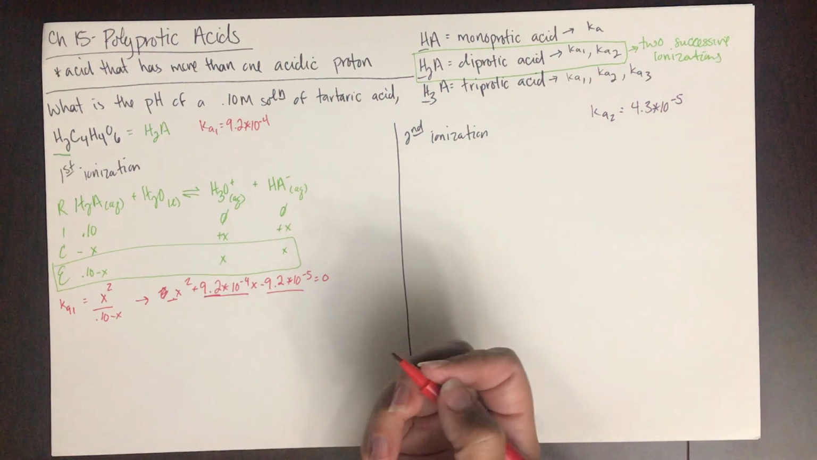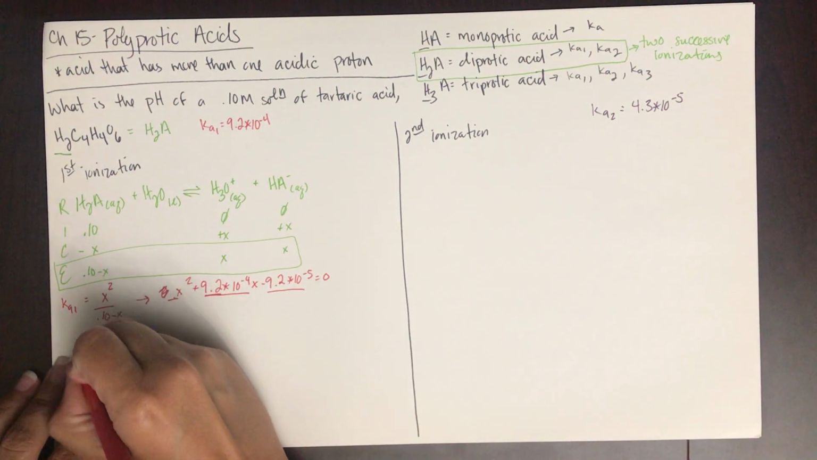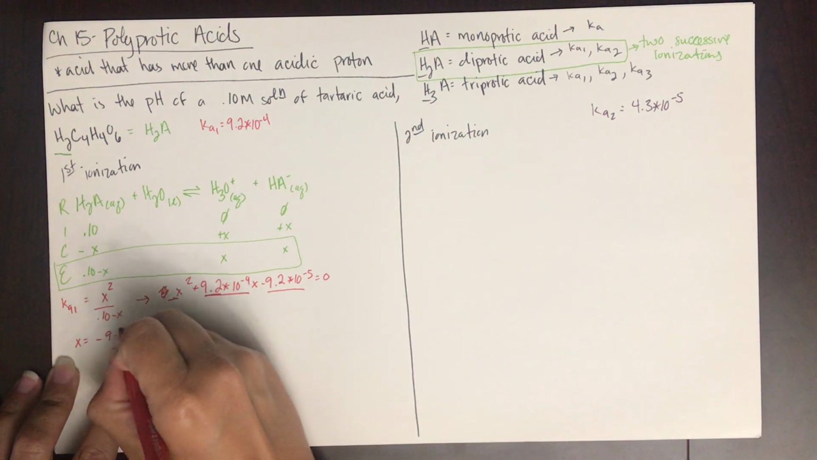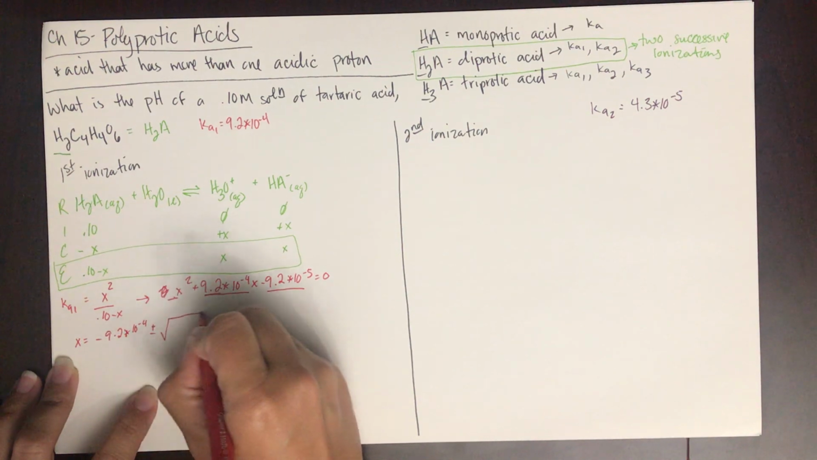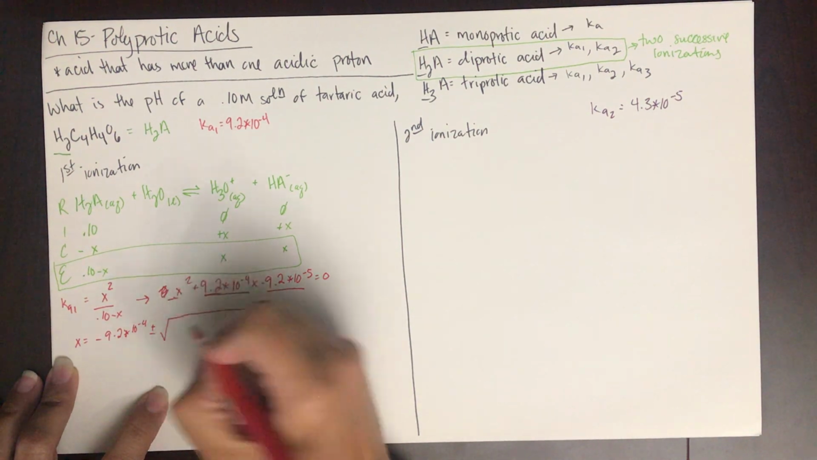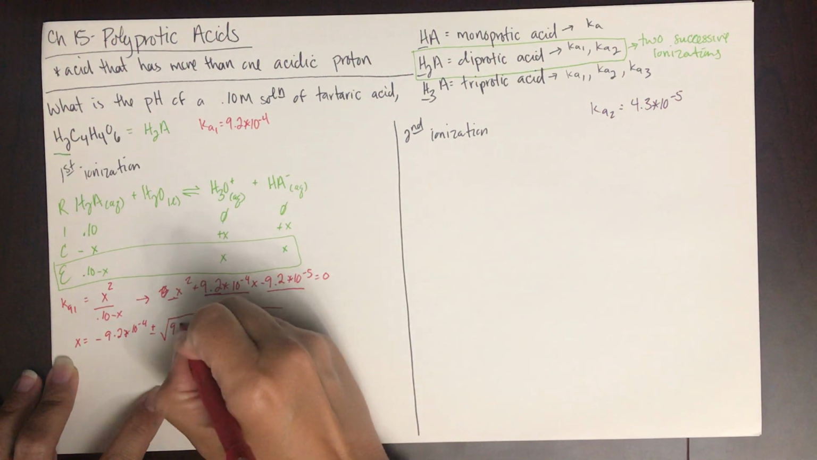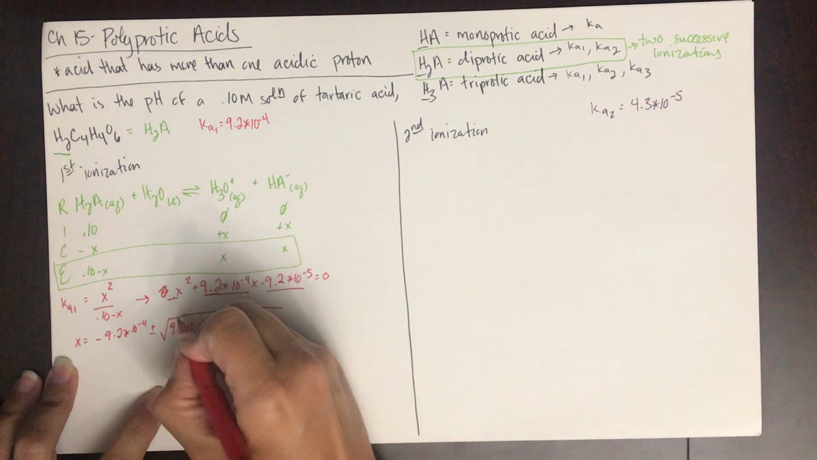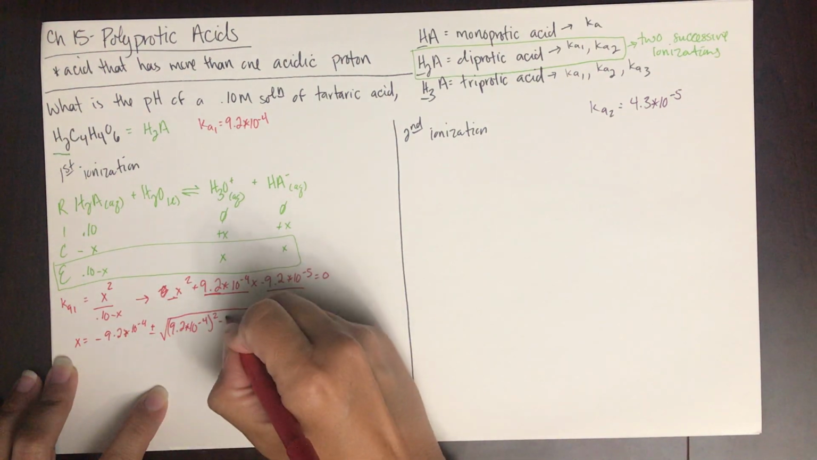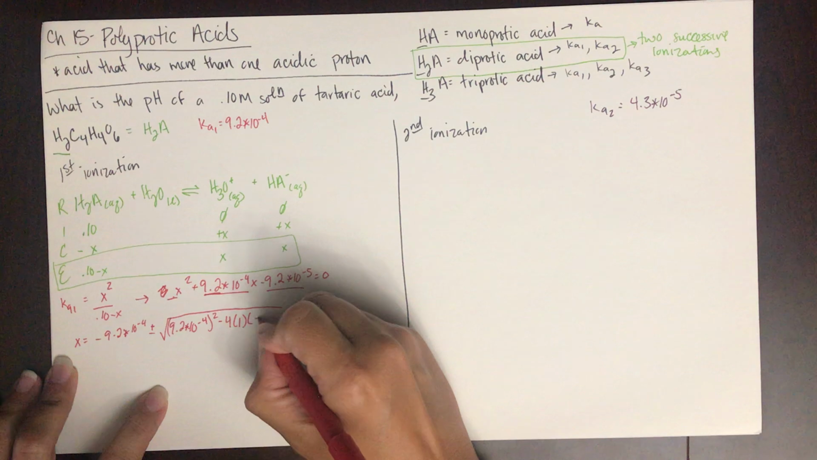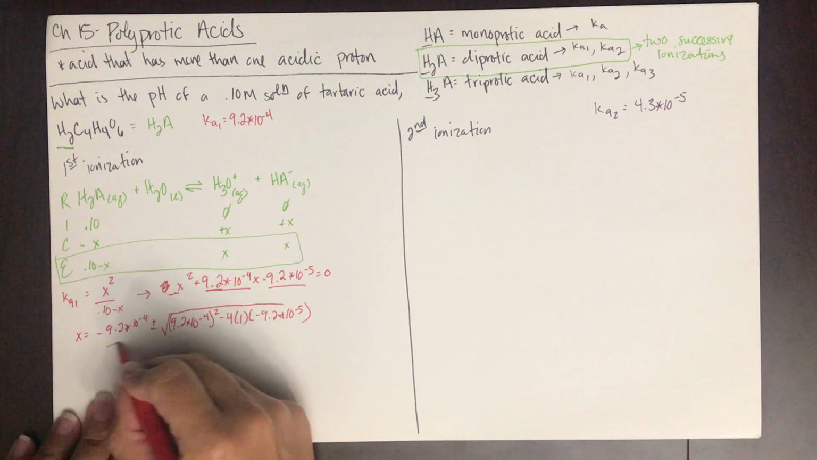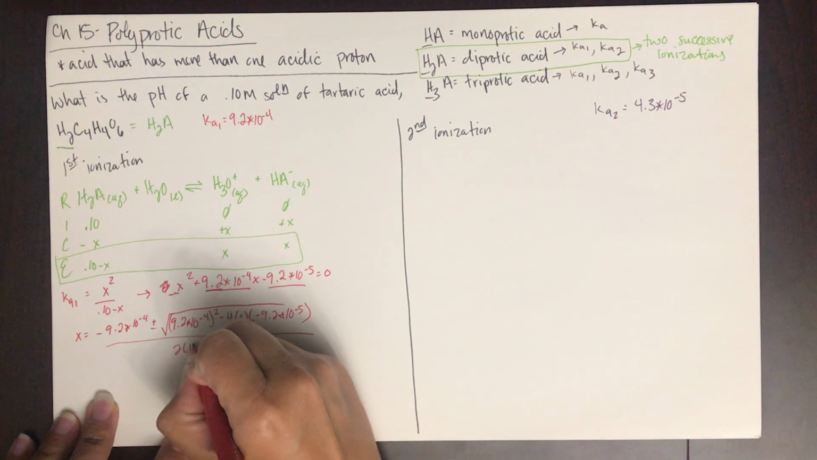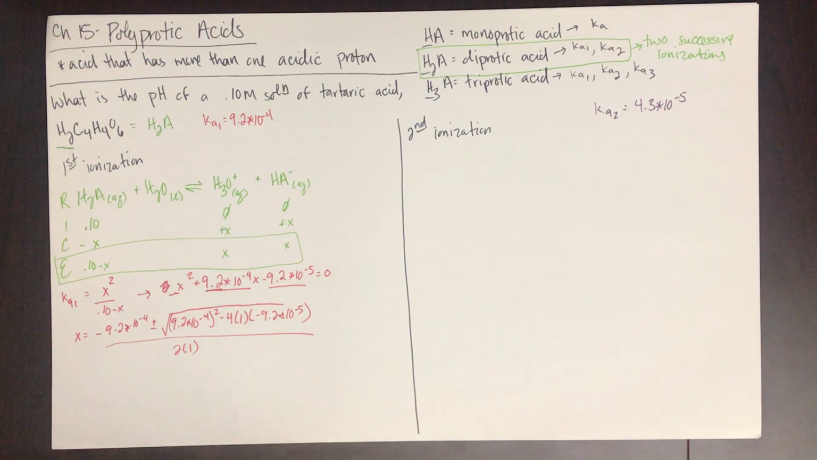I'm going to end up with two numbers. I'm going to write x equals negative 9.2 times 10 to the negative 4th plus or minus the square root of b squared, 9.2 times 10 to the negative 4th, and I'm going to get two answers, a positive number and a negative number when I solve this.